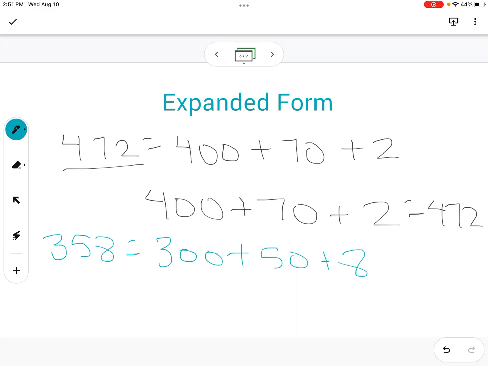And then we kind of reverse that train of thinking. If, let's say, I had just this expanded form and I was asked, what does that equal? I tell them, okay, well, go through and read your numbers without the plus sign. So I would read 358. So what was my number?